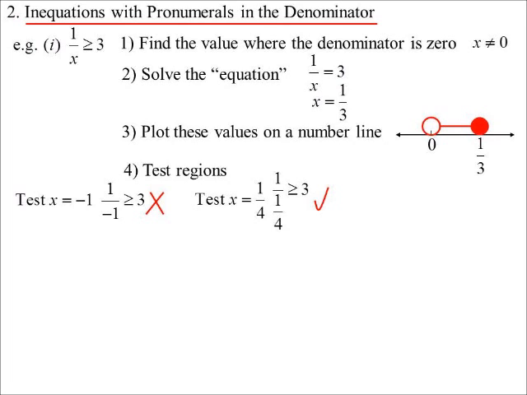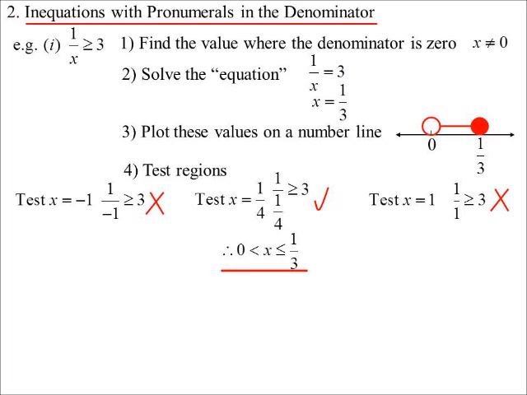Again, if you still don't believe me, let's have a look over on the right-hand side. I'll test x equals 1, sub 1 in. 1 is greater than or equal to 3? No, it's not. So there's my solution. 0 is less than x is less than or equal to 1/3.